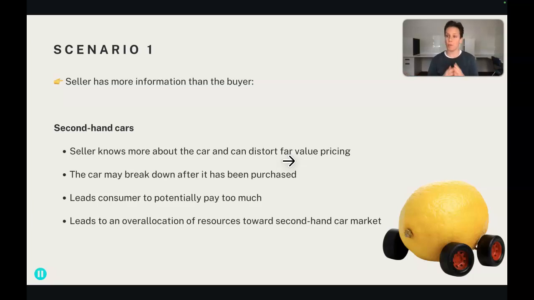Okay, so if you want to break it down, guys, these are basically your 4 dot points. Seller knows more about the car and can distort fair value pricing. The car could break down after it's been purchased because the seller hasn't been honest about any of the defects associated with it. This leads to the buyer paying too much money, and then leads to an over allocation of resources towards the second-hand car market. That is your setup, okay?